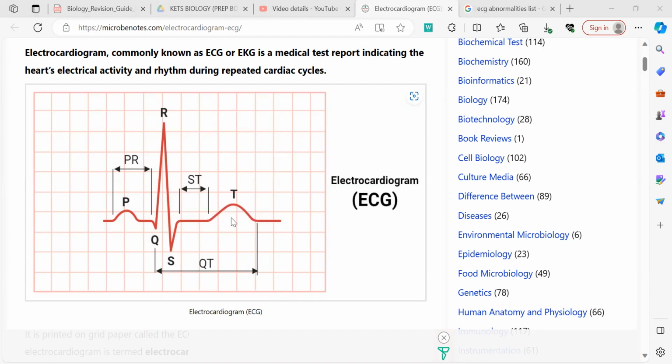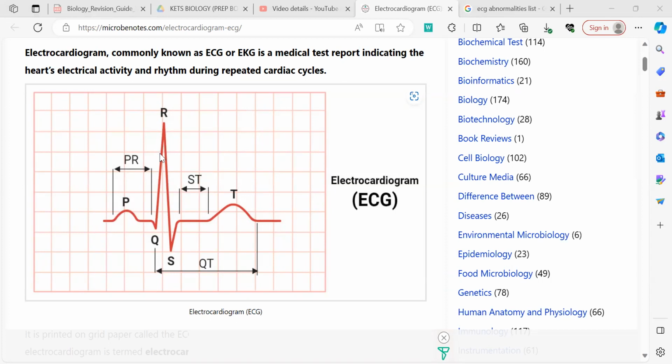Now, I'd just like to tell you that what happens in the heart is represented by the ECG. The atria are first filled with blood. There are four chambers of the heart: two atria, left and right atrium, and similarly two ventricles, left and right ventricles. So the atria fill with blood, and after filling up, when they contract, the blood goes into the ventricles. So this wave shows when the atria contract.